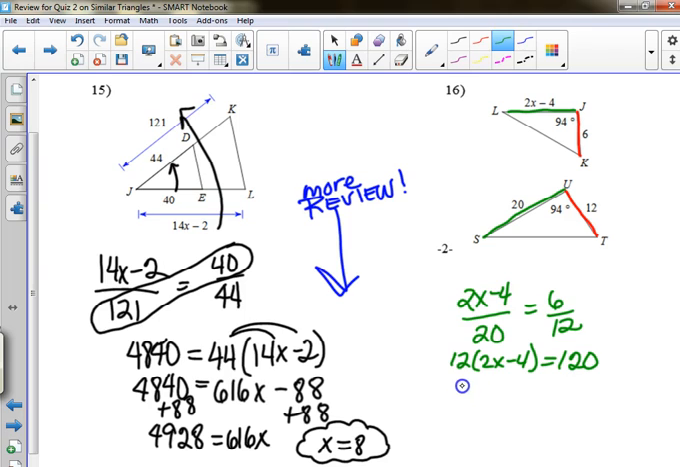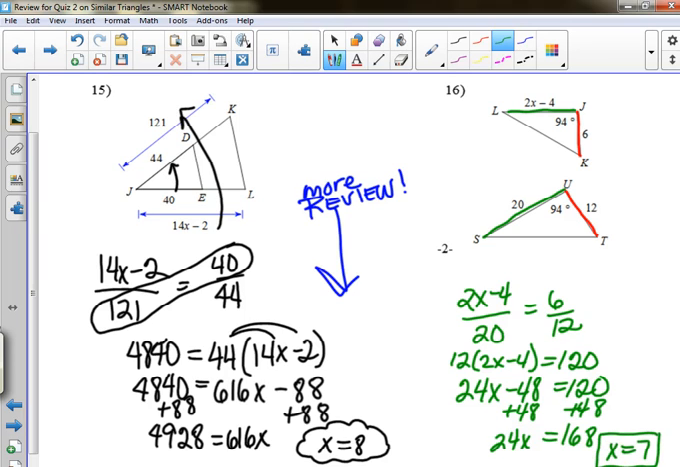That's not so bad. If I distribute, see if I can do it without messing up this time. Add 48 to 120, get 168. 168 divided by 24 is 7. Okay. Again, be careful. I don't think there's messy decimals on the quiz. There might be a 0.5 or a 0.2, but not something really messy.